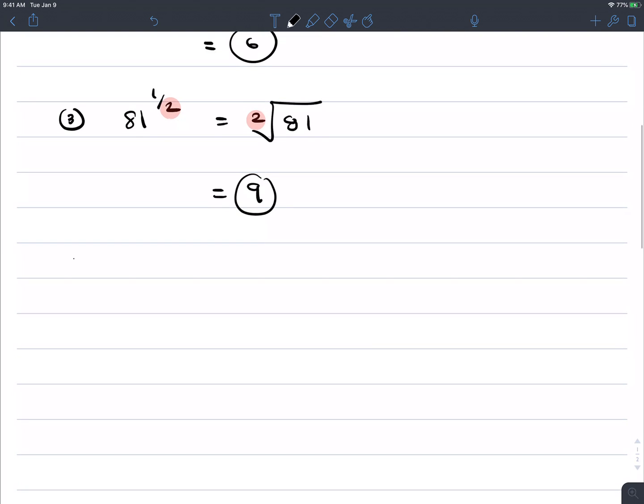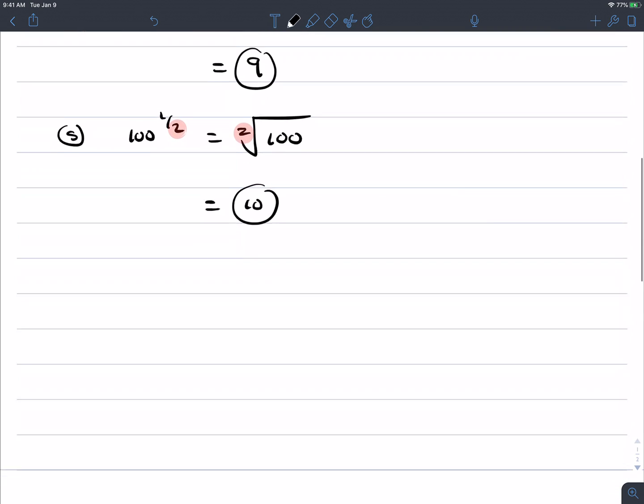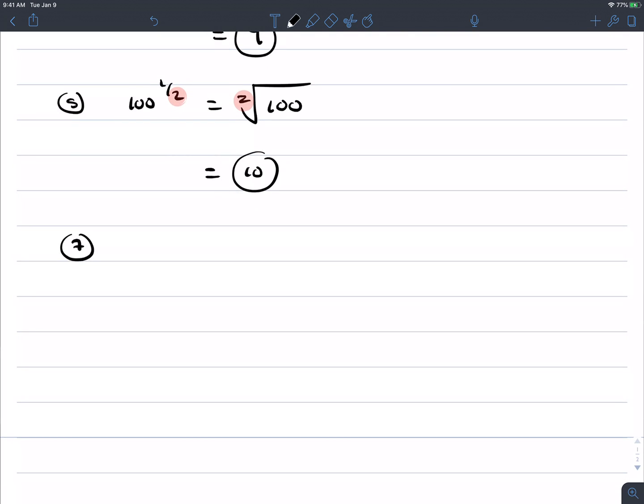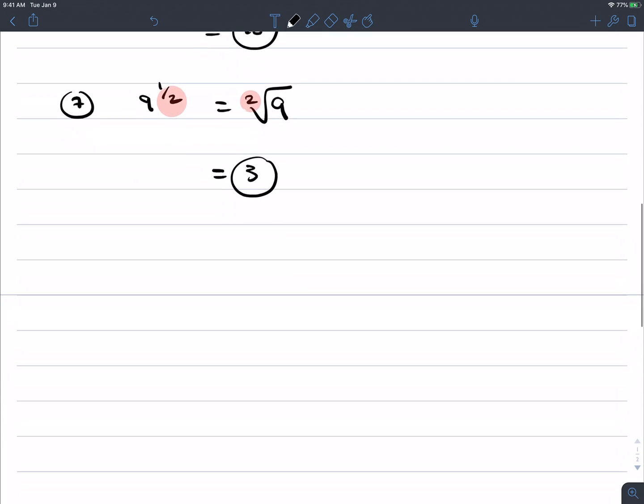And this is a useful skill. 100 to the 1/2 power, right, is the square root of 100. Your index is 2. So what's the square root of 100? 10. There you guys go. Number 7. 9 to the what? 1/2 power, well, that's the square root of 9. Notice the index, the denominator, is 2. So this is the square root of 9, which gives you 3. Good. What do you guys think? Is that easy? Yes. Okay.